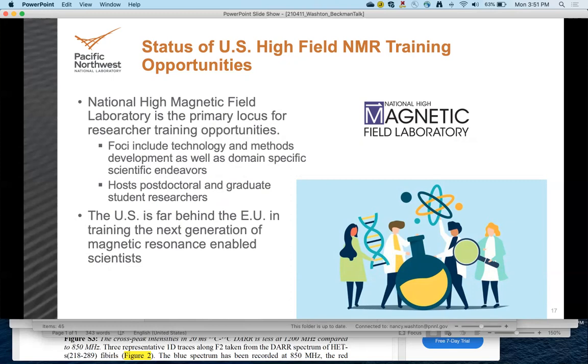They host hundreds of graduate students and postdoctoral researchers every year. So these students are being exposed to some of the most amazing pieces of equipment in the world and some of the best expertise, and that is truly invaluable. Unfortunately, the US is far behind the EU in training the next generation of scientists in our field. And that is something that we're going to have to come to terms with.